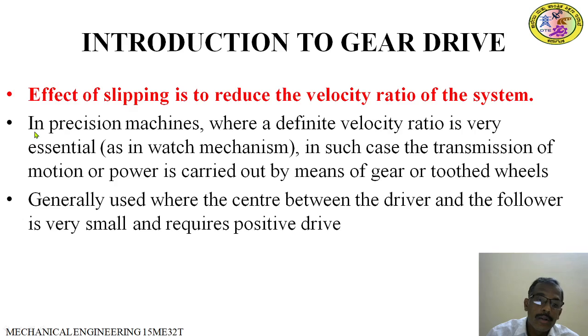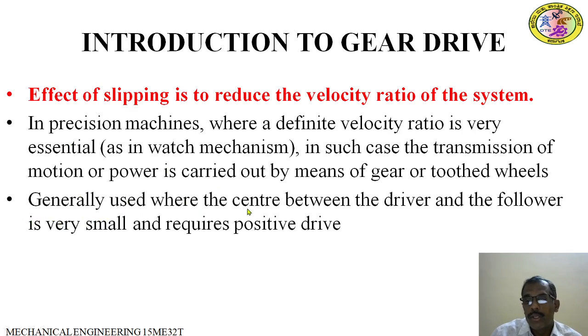So these gear drives are used in precious machines where a definite velocity ratio is very essential, as in watch mechanism. In such case, the transmission of motion or power is carried out by means of a gear or a toothed wheel. Because of two things only, one is a positive drive, and the positive drive is achieved because of the zero slip.